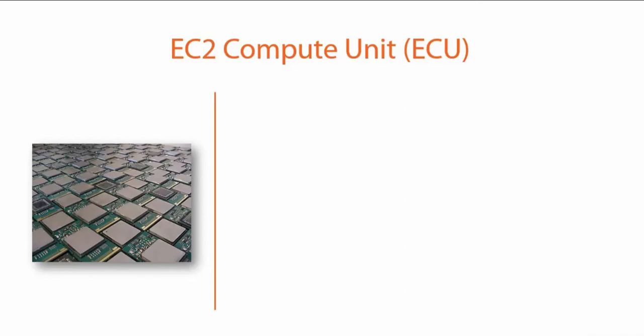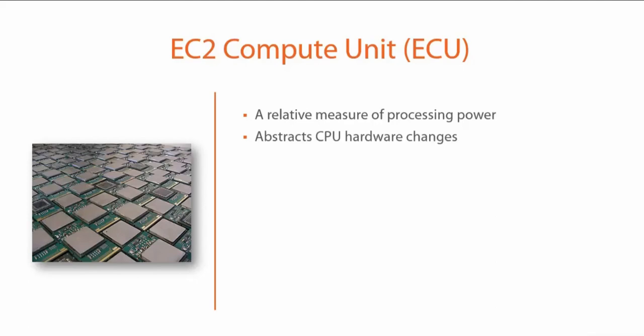So what is ECU? It's a relative measure of processing power. What does that mean, Eli? So let me see if I can explain this a little further. It abstracts the CPU hardware changes. That's still not clear.